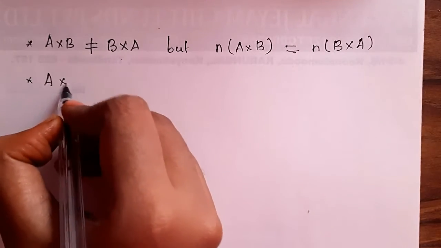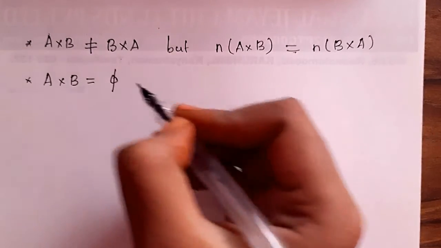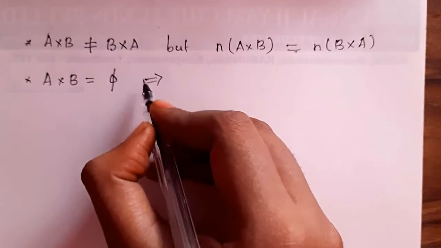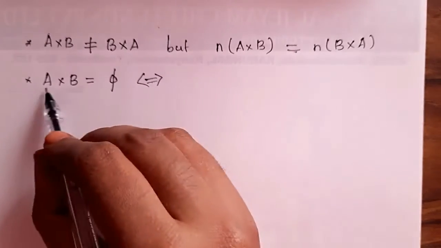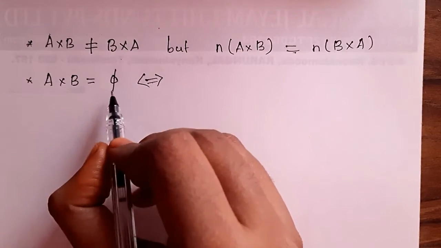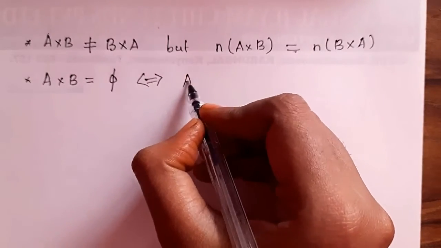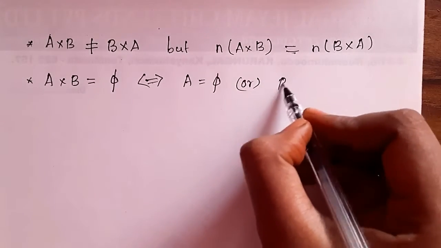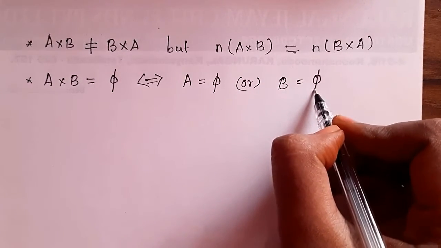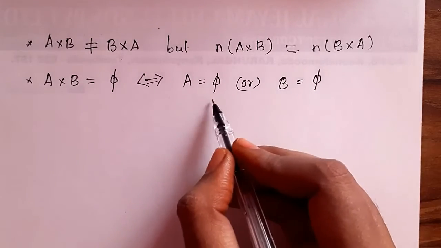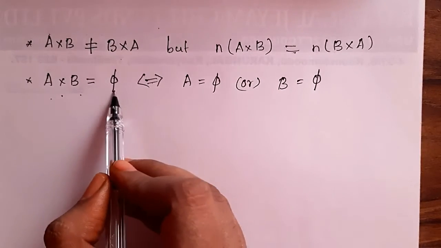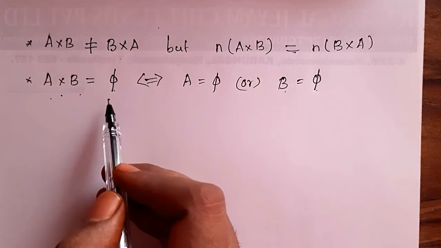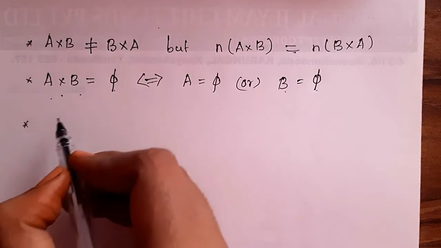Sometimes this A cross B may be the null set, the empty set. There is only one possibility for this Cartesian product to be empty: sometimes the set A may be the empty set, otherwise B is the empty set. Suppose A is empty, then A cross B is empty. Otherwise B is the empty set, then A cross B is also an empty set. Clear?